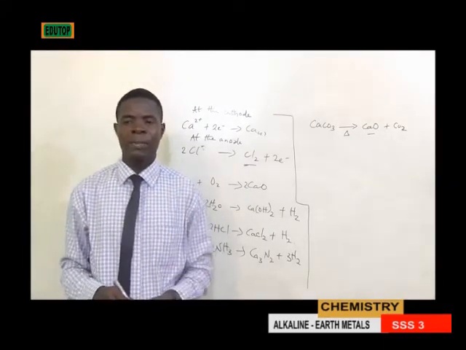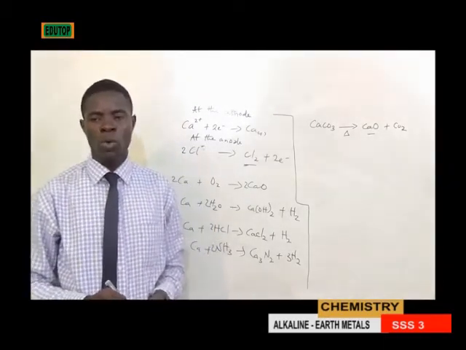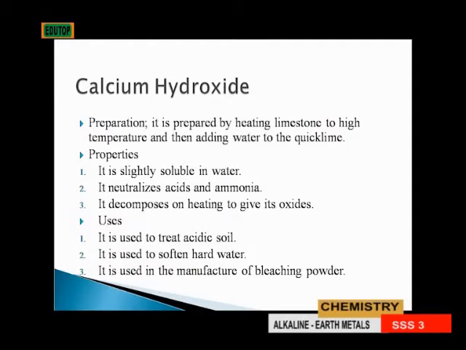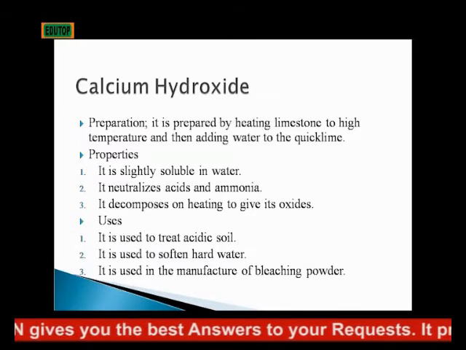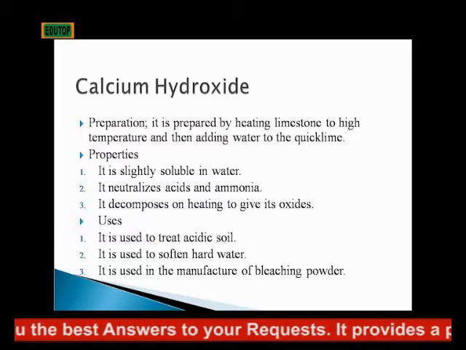Calcium hydroxide. It is prepared by heating limestone to high temperature and then adding water to the quicklime. Properties. 1. It is slightly soluble in water. 2. It neutralizes acids and ammonia because it is also a base, but this time around it is an alkali, as a basic hydroxide. 3. It decomposes on heating to give its oxides.